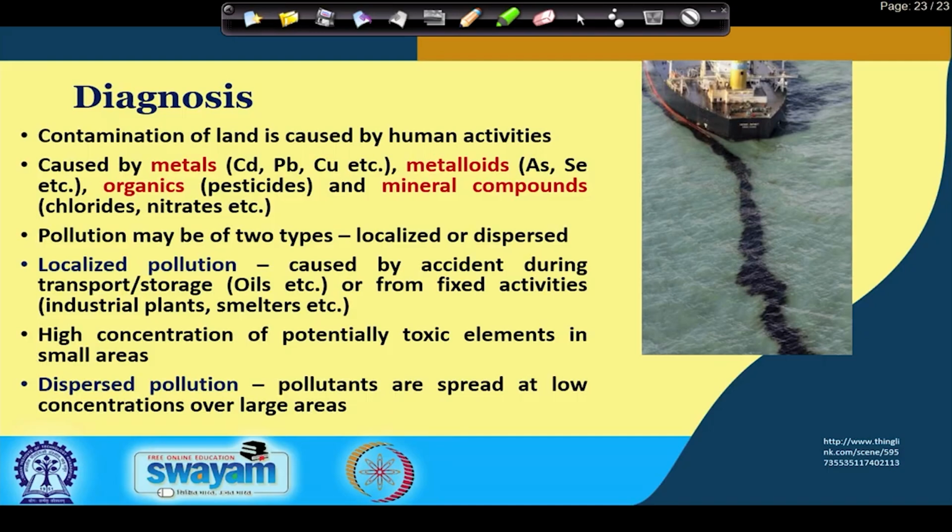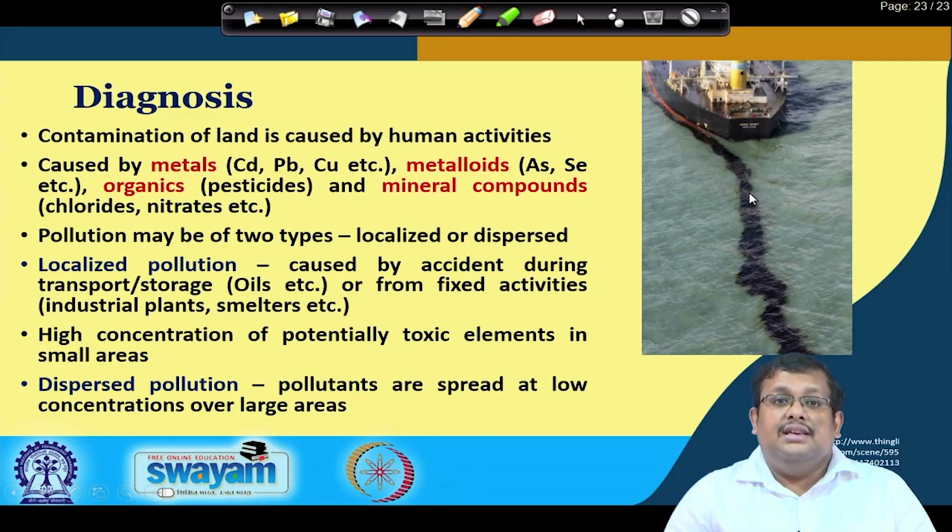What is localized pollution? Localized pollution is caused by accidents during the transport, storage, or by fixed activities like industrial plants, smelters, etc. You can see here there is a localized example. It is an example of localized pollution when there is a leakage of petroleum from a tanker in the sea. So, this is an example of localized pollution. And what is dispersed pollution? Dispersed pollution is where pollutants are spread at low concentration over large areas.